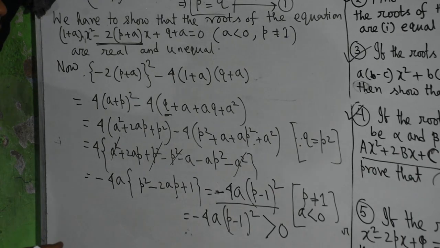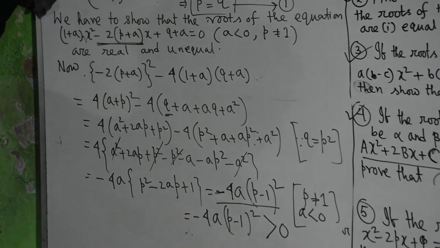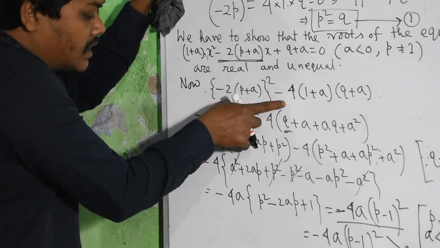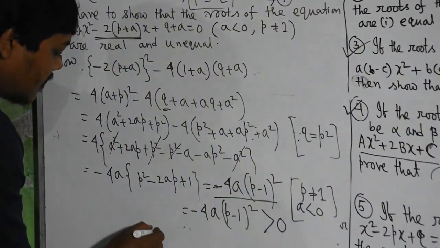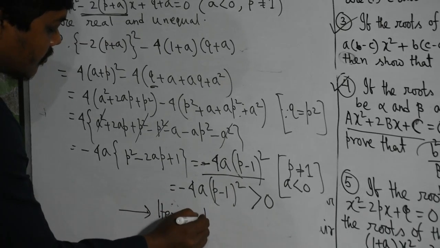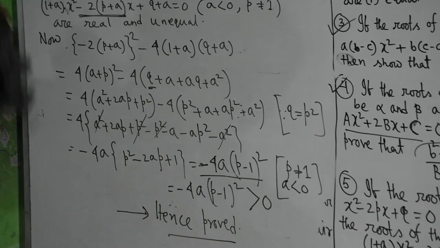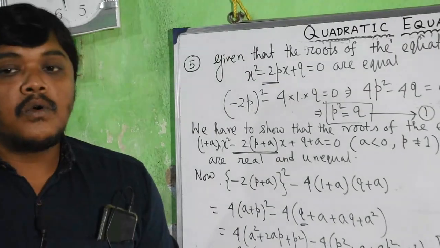And what is the condition? Roots are unequal and real. The only condition is that the discriminant is greater than 0. So I have calculated the discriminant here, that is positive, and hence proved. Okay, thank you.